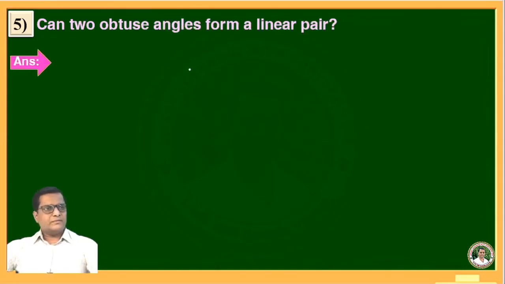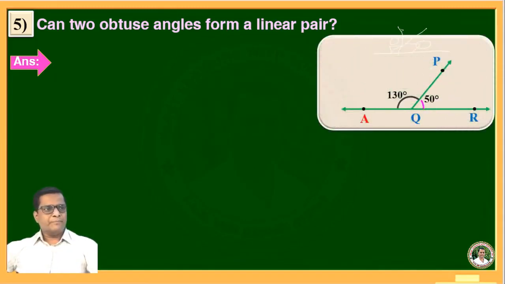Fifth question is, can two obtuse angles form a linear pair? Answer is, we know that if we draw the figure, suppose these two are the linear pair. In a linear pair, either one angle is an acute angle and the other is an obtuse angle, or one angle is 90 degrees and the other angle is also 90 degrees. Therefore the answer is no. Here we will explain with a figure.